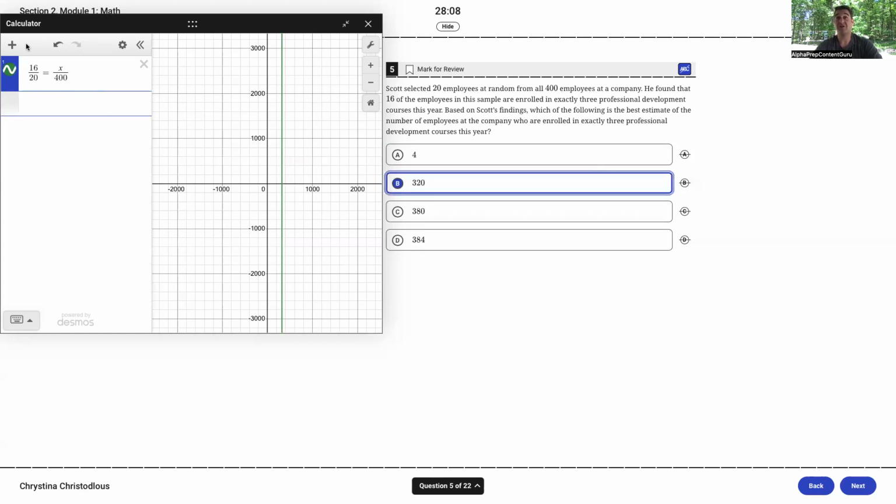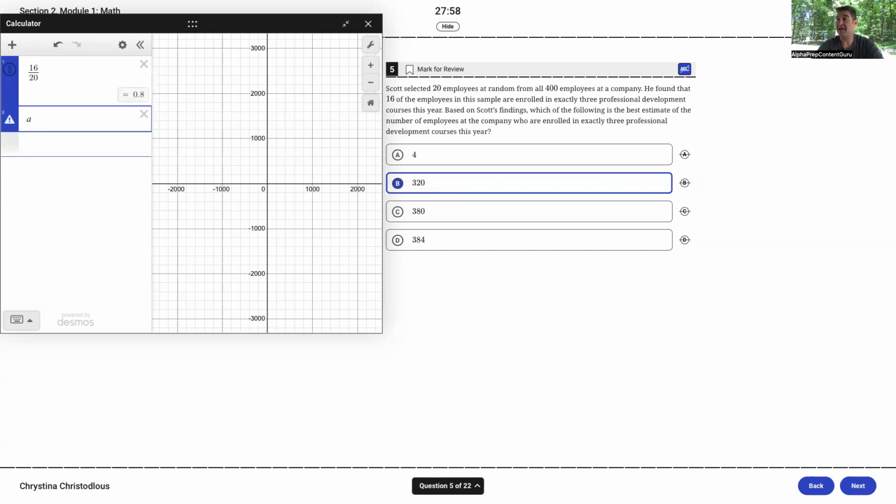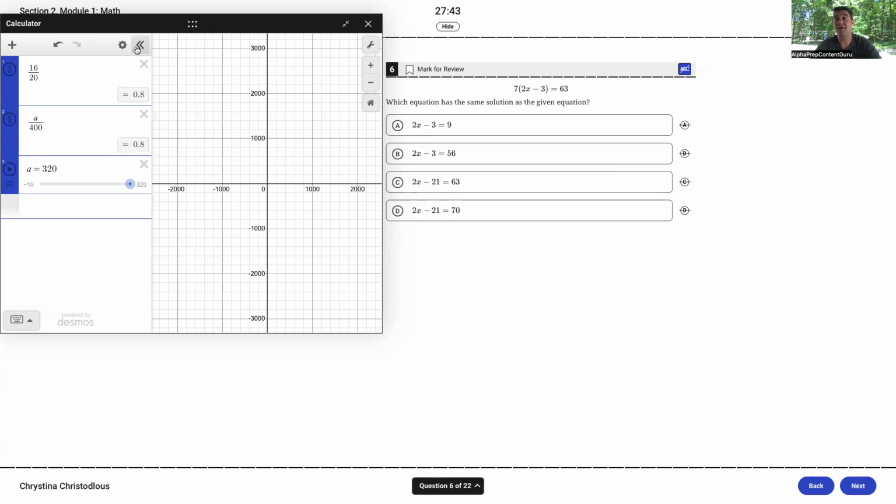I created this proportion, a fraction equals a fraction, these 2 ratios, 16 out of 20, question mark out of 400. That gave me 320. If I wanted to, I could have also said A is the answer divided by 400, and then made A a slider and taken each answer choice and plugged it in to see which one gives me the exact same ratio. I like the first way better, but they both work. Boom, going on to number 6.